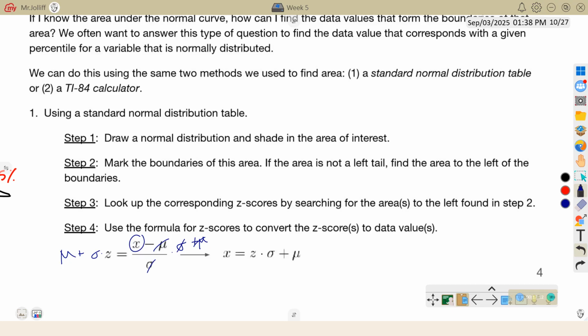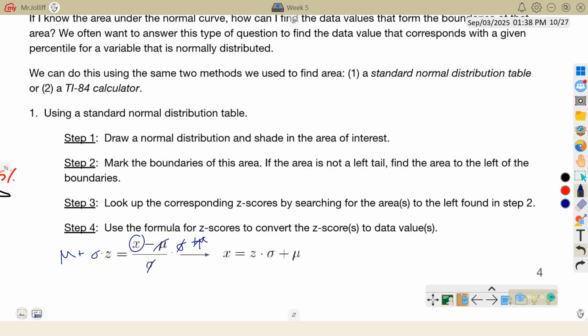So it's a little bit of algebra. It's still the z-score formula; I've just solved it for x. The downside: this is not on your equation sheet. You have to remember how to do that algebra. If you are bad at remembering formulas, the calculator method is probably the best bet. If you're good at remembering formulas, the table might be faster for you.